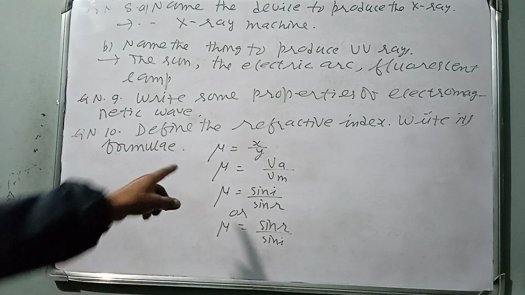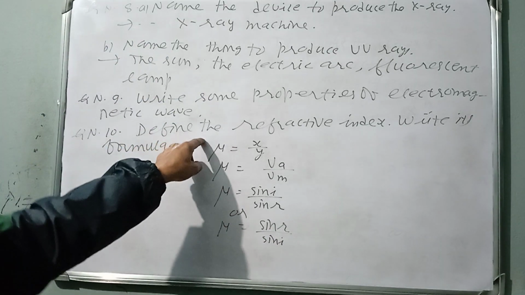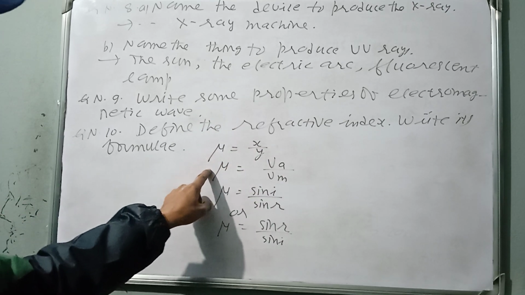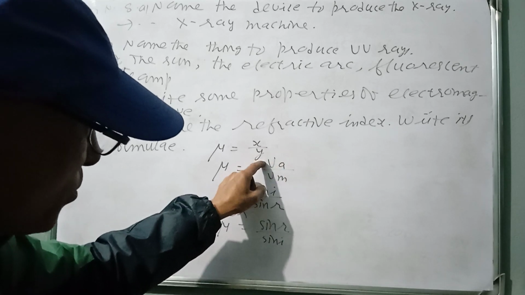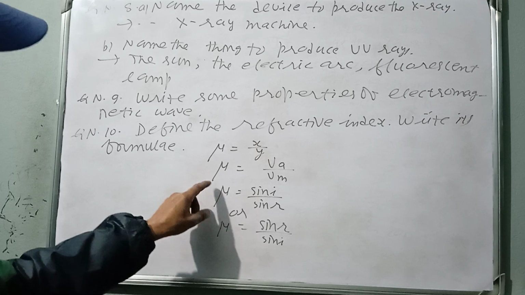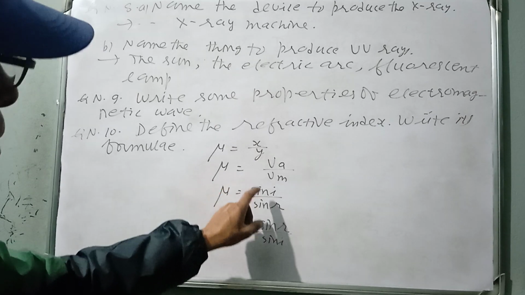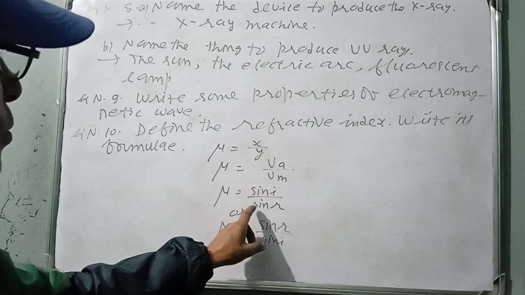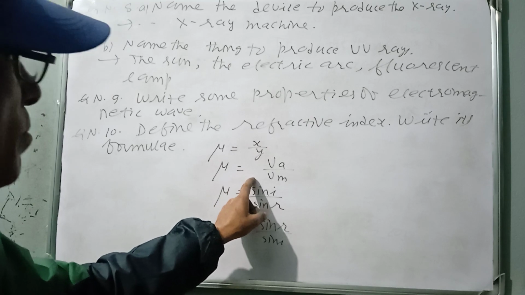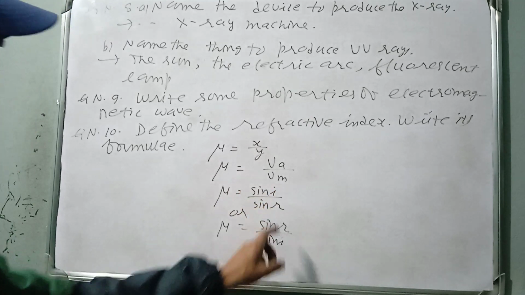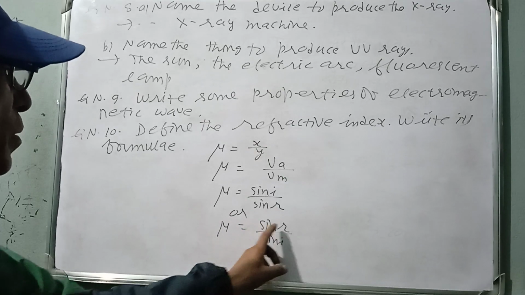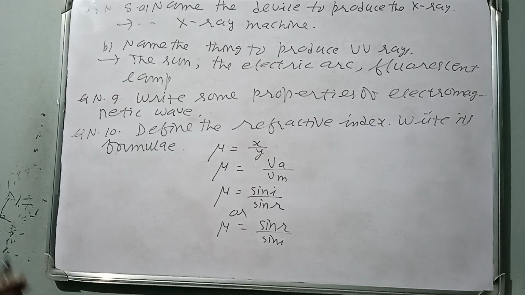See, refractive index definition. It is the ratio of the real depth to the apparent depth. It is also the ratio of velocity of light in vacuum to the velocity of light in medium. Another definition: refractive index is the ratio of the sine of the angle of incidence to the sine of the angle of refraction for any two given media. When light travels from rarer to a denser medium. When light passes from denser to a rarer medium, mu equals sin r by sin I.